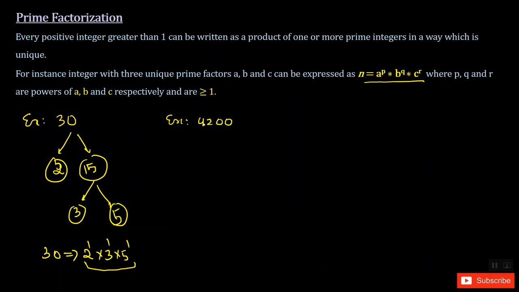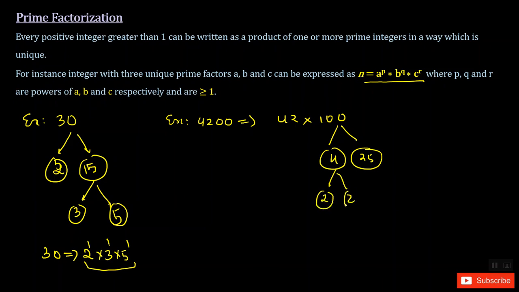4200, let's take it. If you go with the factor tree method or dividing by the smallest prime and continuing, that's going to take very long, isn't it? So 4200 can also be written in the simplest way, like 42 times 100, and then write the factors of this. How has 100 been made? 100 is basically 4 times 25. And if you are writing the factors, 4 can be written as 2 square, that is 2 times 2, and 25 is 5 and 5, isn't it?